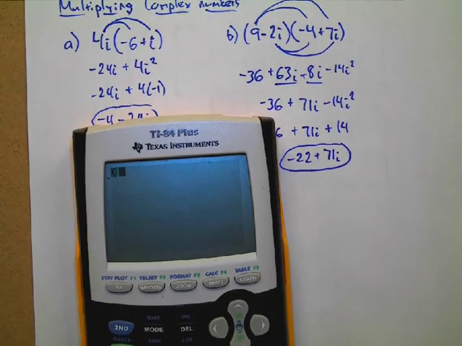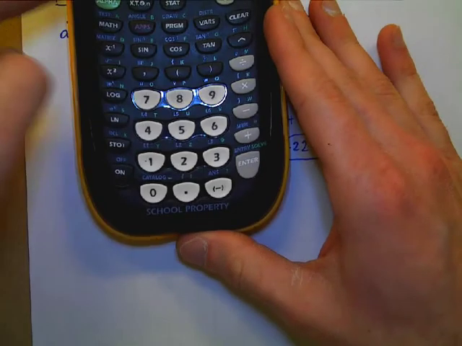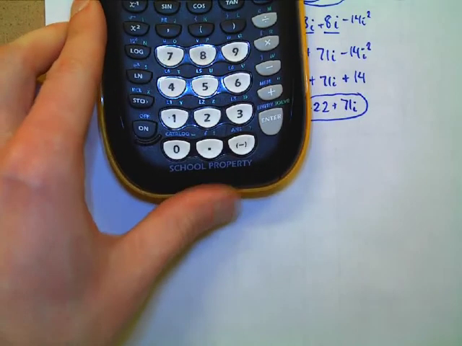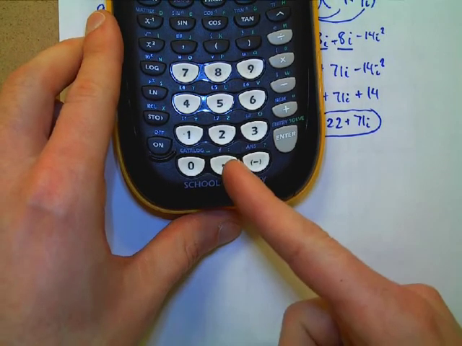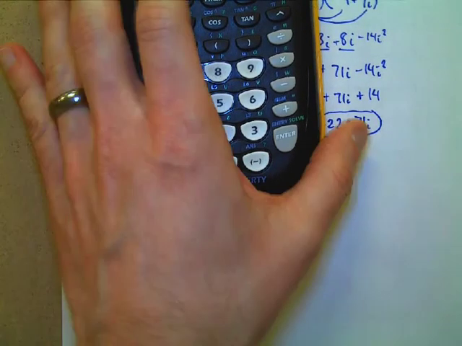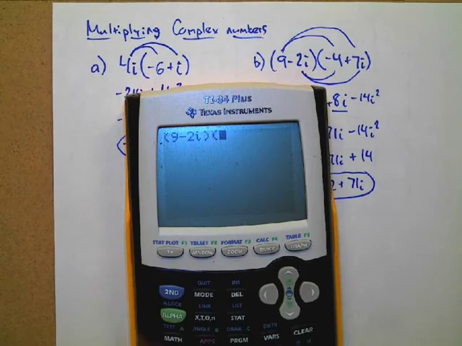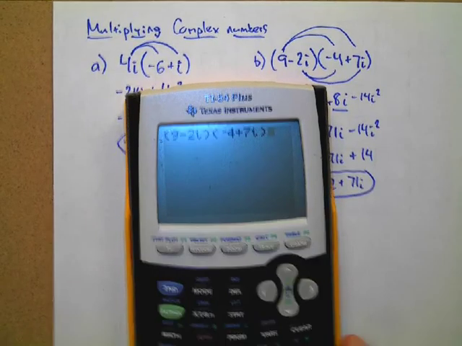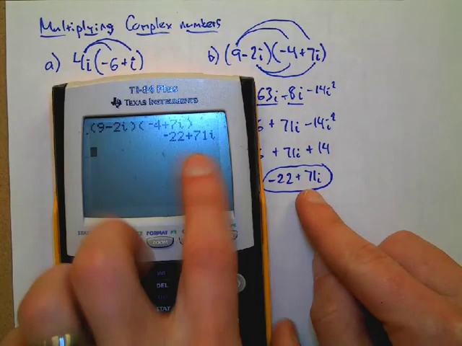So, for example, 9 minus 2i. To access i, it's second and then the decimal button. You can see it if I do an extreme close-up here. There we go. Look at that little guy right there, just above the decimal point. Okay, the i, there it is. So you press second decimal, 9 minus 2i, close parenthesis, open parenthesis, negative 4 plus 7i. Okay, look, I just hit enter. Oh my gosh, there's the answer. Look at that.